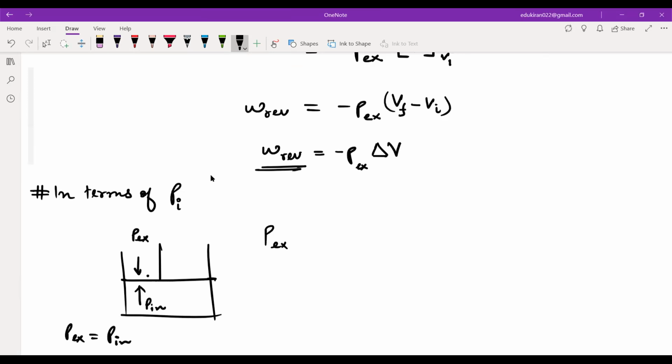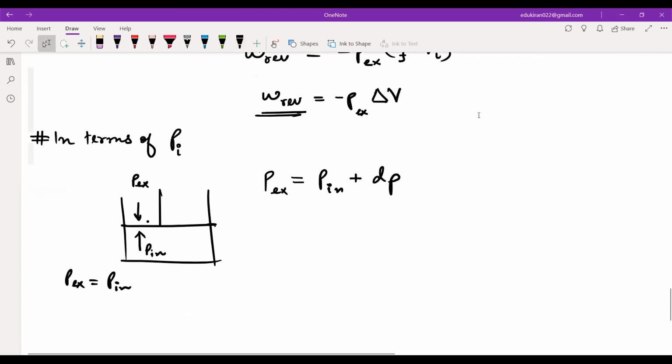So initially P external was equal to P internal, right? Now when I have added one particle of sand, P external will be equal to P internal plus dP. dP is the small pressure that is added when I add one particle of sand.